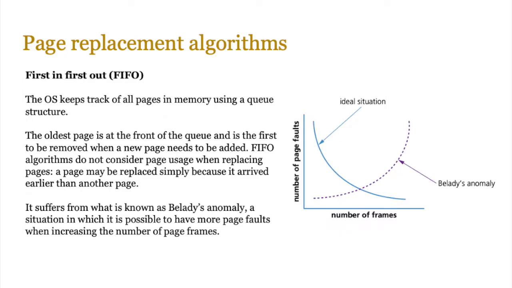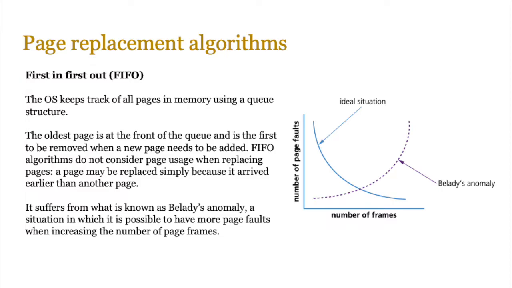Now let's start by looking at these page replacement algorithms. We have the first in, first out, FIFO, which is pretty straightforward to explain. The oldest page is at the front of the queue and is the first one to be removed when a new page needs to be added to RAM. Now, FIFO algorithms do not consider page usage when replacing pages. It might be the most often used page in memory, but because it arrived earlier than everyone else, it gets replaced first. Now, this suffers from what is known as Belady's anomaly, a situation in which it is possible to have more page faults when increasing the number of page frames.